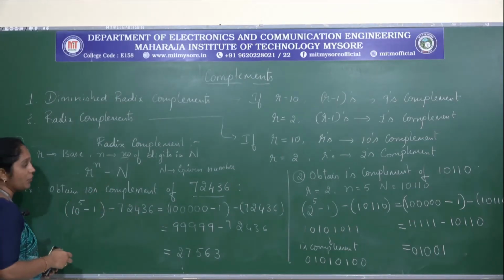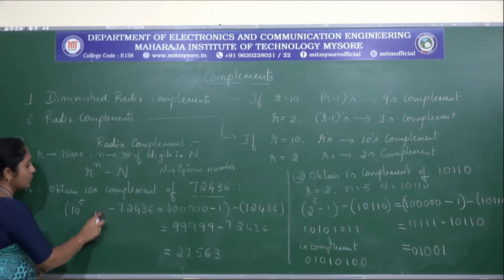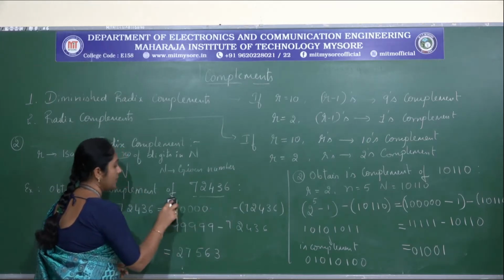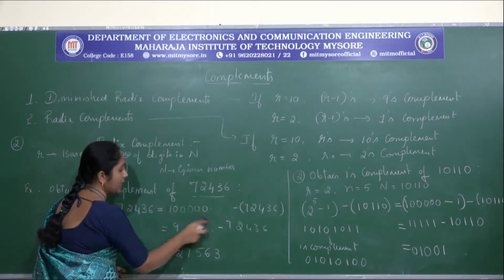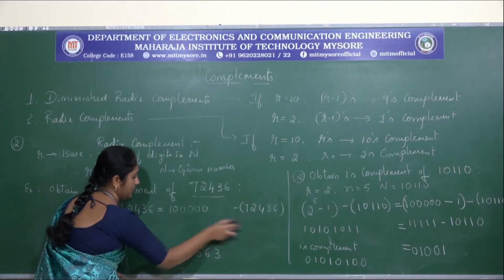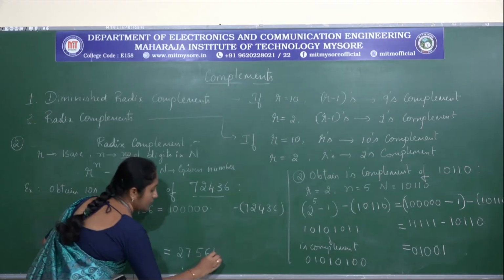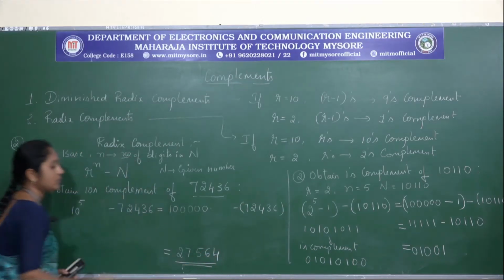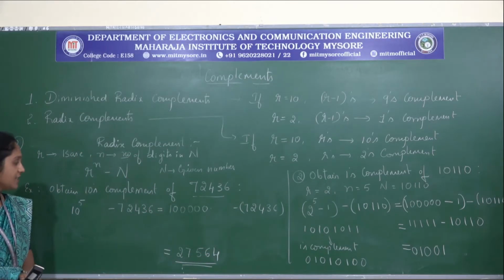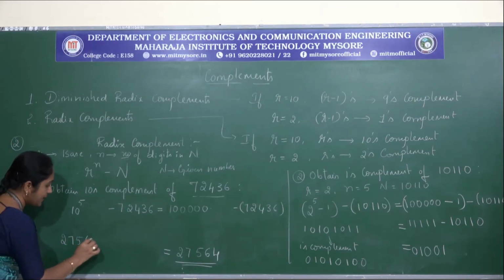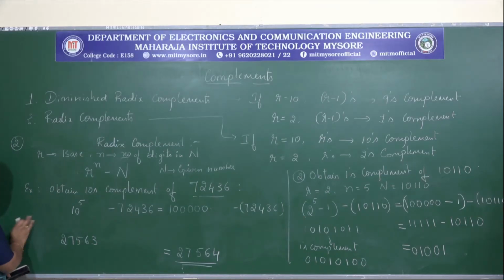Okay. Yes, see here, radix complement, let me change the question itself: obtain the 10's complement of 72,436. Yes, what I said, this minus 1 will not be there, you need not subtract 1 from this. So for the same sequence, if I consider, see, it's 27,564. What was the previous answer? 27,563.